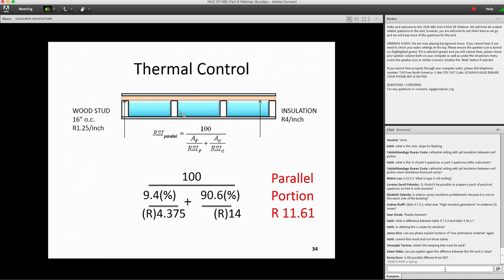The air control layer or the air barrier can be either on the warm side or on the cold side, whereas the vapor control layer or the vapor barrier has to be only on the warm side.